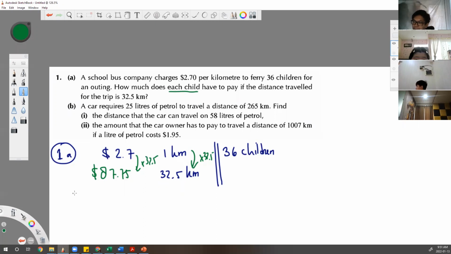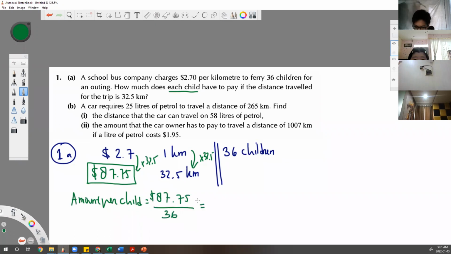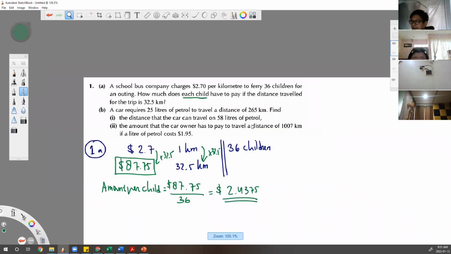But the question is asking you for how much does each child have to pay? So amount per child. It's quite simple. This, the total amount divided among 36 children. Okay, divide by 36. So each child has to pay $2.4375. You can round it up or round the numbers to 2.4.